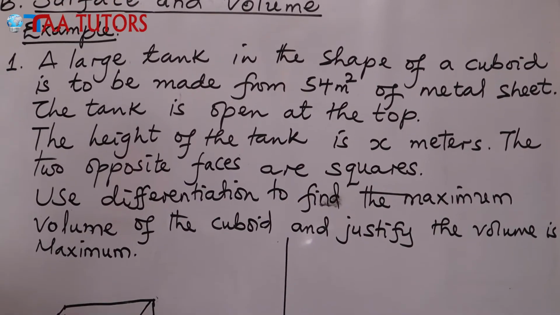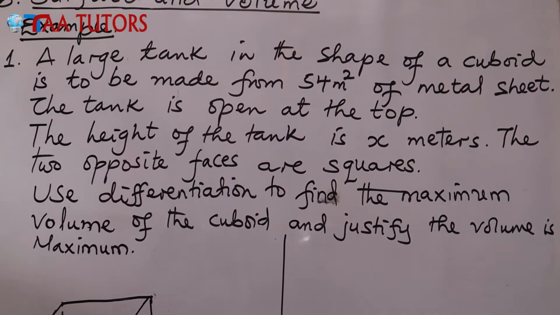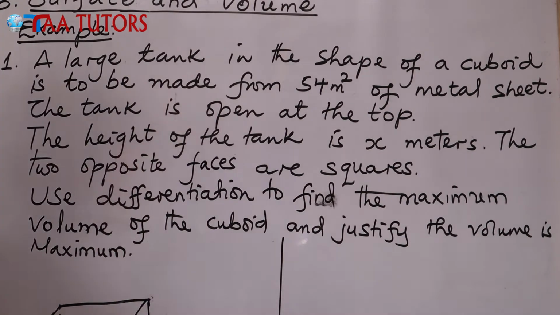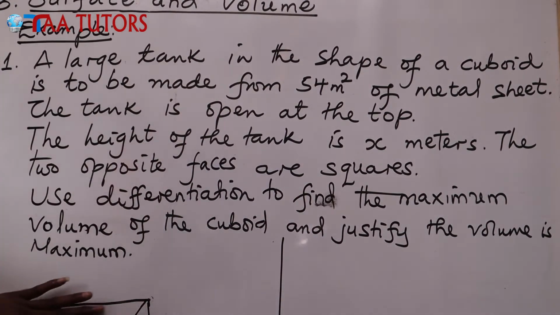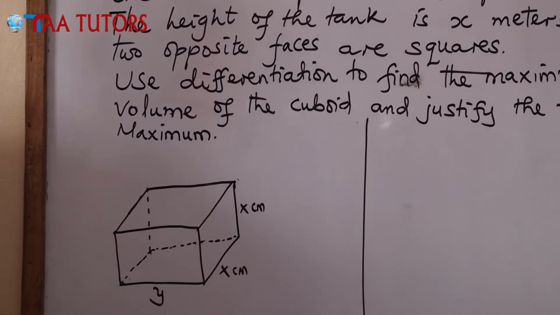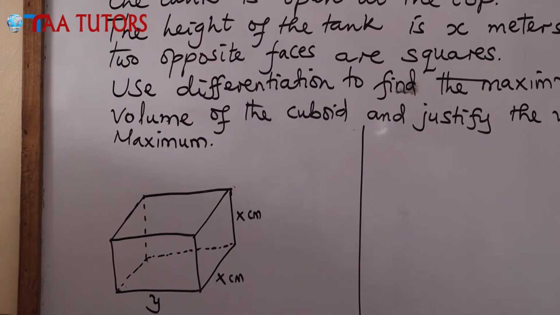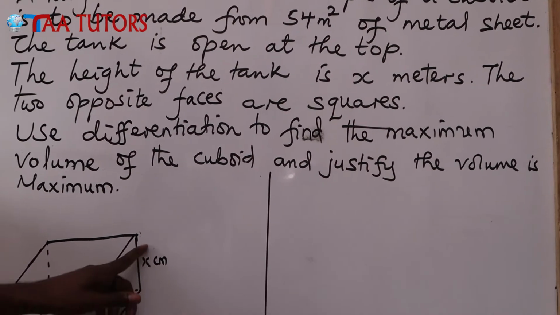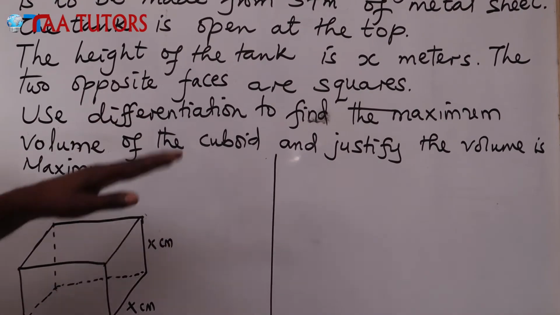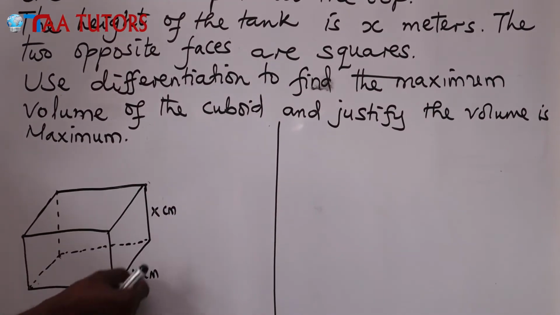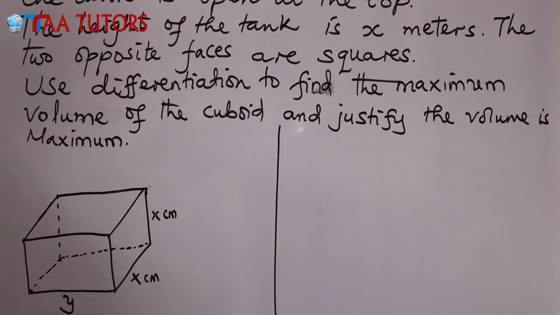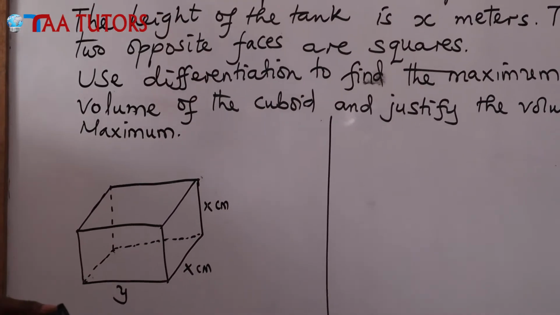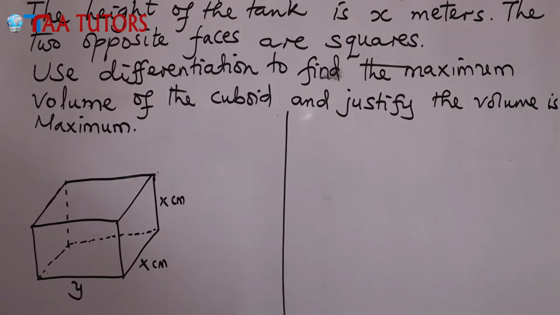A large tank in the shape of a cuboid is to be made from 54 meters square of metal sheet. The tank is open at the top. So if this is the tank, it means at this top here there's no cover. The height of the tank is x meters. We can see that. The two opposite faces are squares. This is this face here, and the other face here are squares. Then use differentiation to find the maximum volume of the cuboid and justify the volume is maximum.